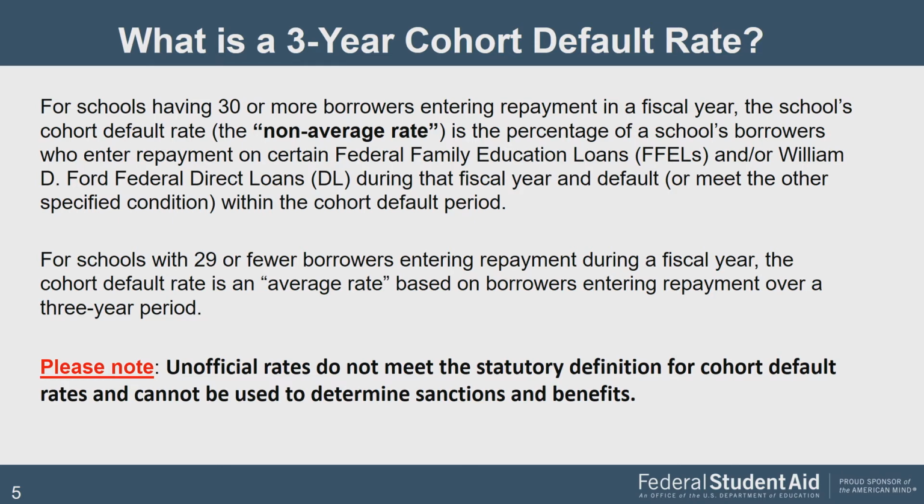What is your 3-year cohort default rate? As you can see here, for schools having 30 or more borrowers entering repayment in a fiscal year, the school's cohort default rate, via the non-average rate, is the percentage of the school's borrowers who entered repayment on certain FFEL loans or Direct Loans during the fiscal year and defaulted or met the other specified conditions within the cohort rate. For schools with 29 or fewer borrowers entering repayment during the fiscal year, the cohort default rate is the average rate based on the number of borrowers entering repayment over a 3-year period. When we're calculating the rates, we're looking at the non-average rate formula, and that's how you are determined, but we also do look at the average rate formula depending on where you fall within that scope.